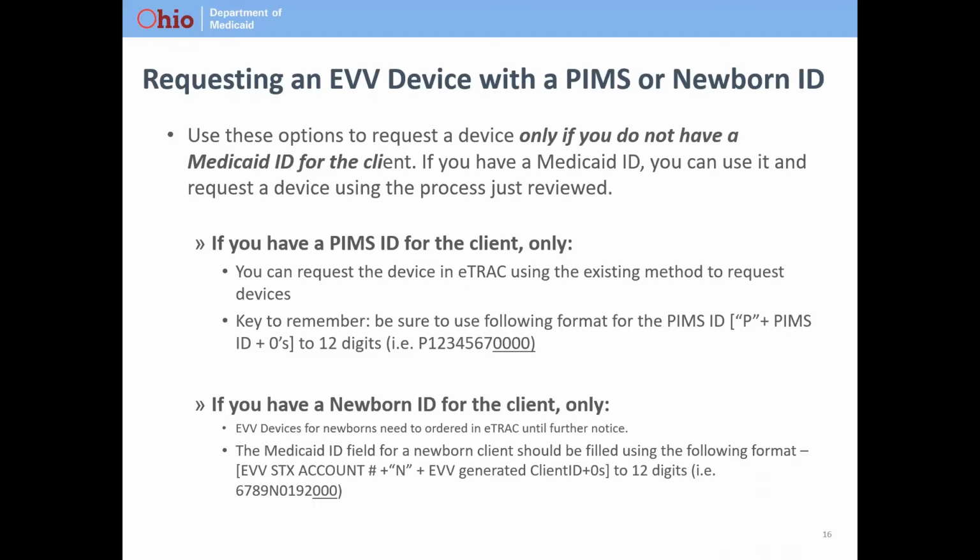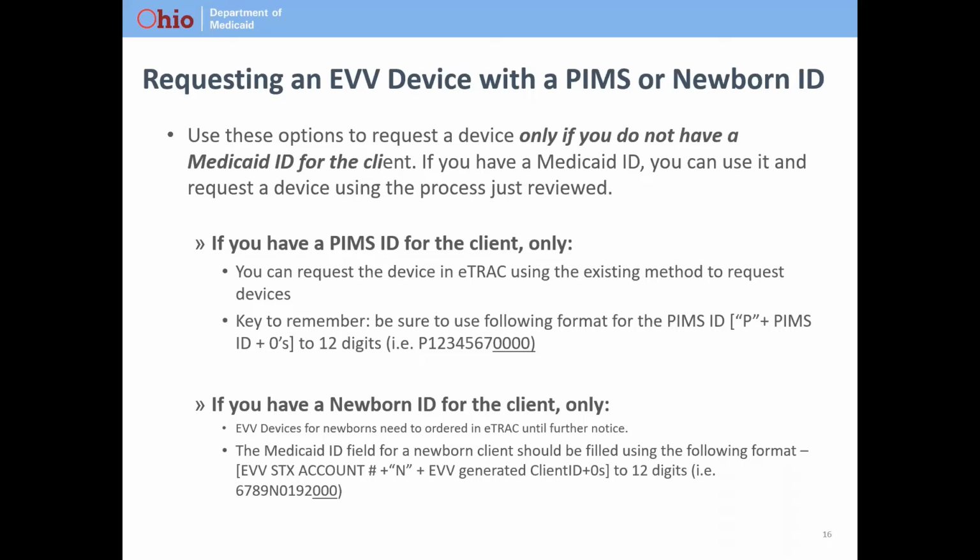The ID that I would enter in eTrack in the Medicaid ID field would be a capital P to indicate a PIMS ID, 1234567, 0000, and that makes the entire ID 12 digits. If you have a newborn ID for a client only, there's a similar setup to this.